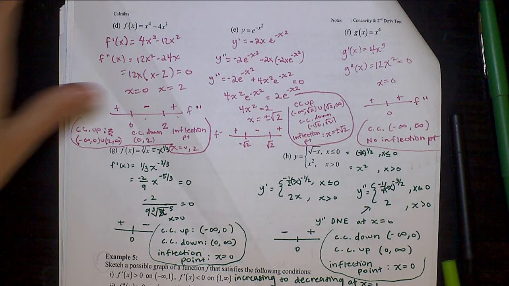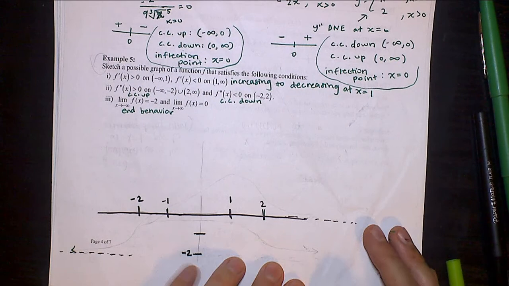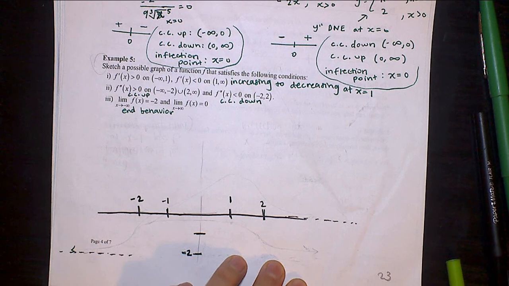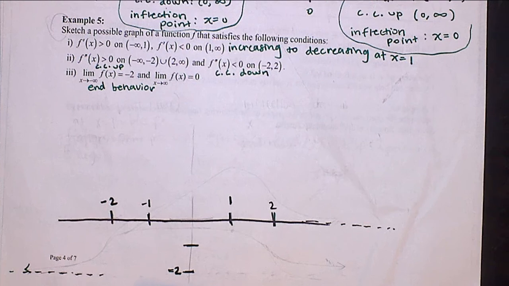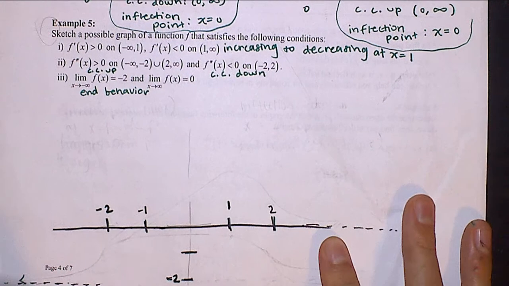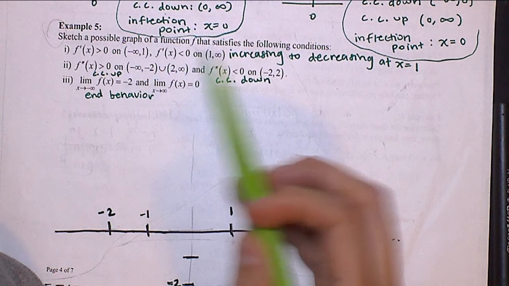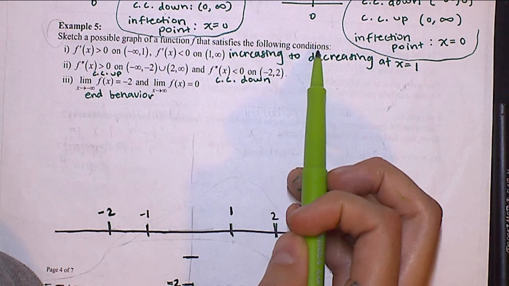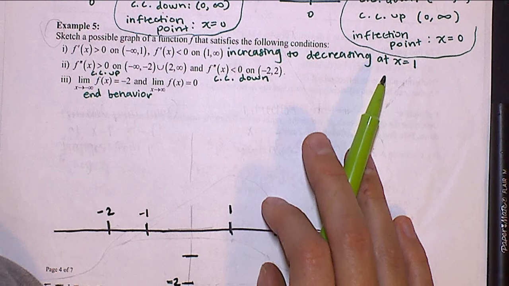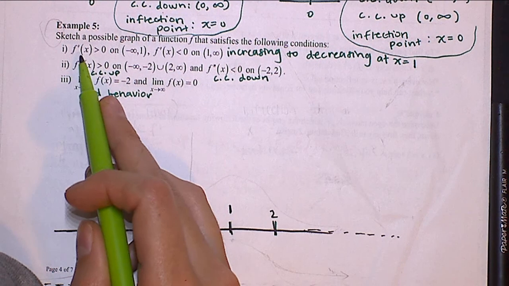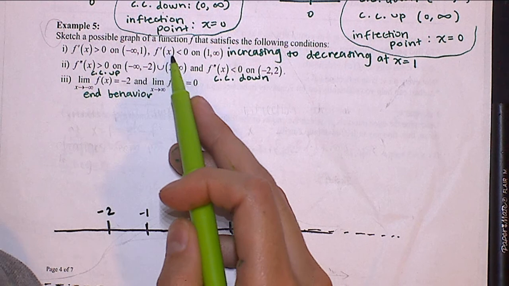Okay, this last example, example 5, that I want to look at, I kind of already started this problem, but then I was like, I should probably show them what this looks like. So basically, in example 5, it tells you to sketch a possible graph of a function f that satisfies the following conditions, and then it gives you a bunch of information about it. It tells you that f prime of x is greater than 0 on this interval, and then f prime of x is less than 0 on this interval.